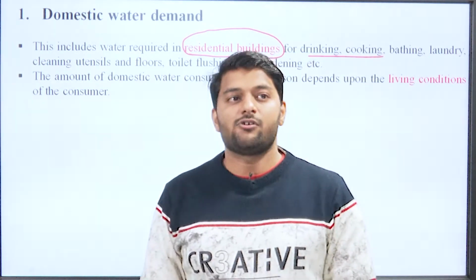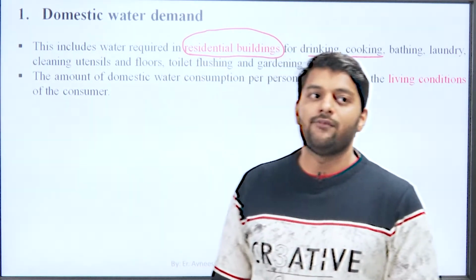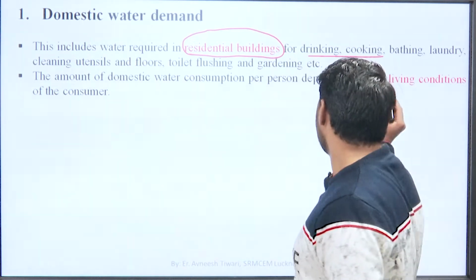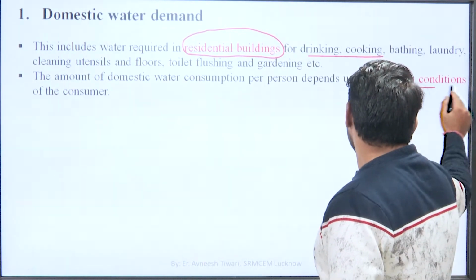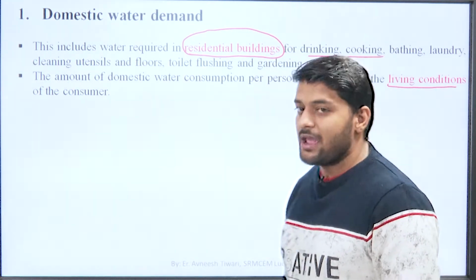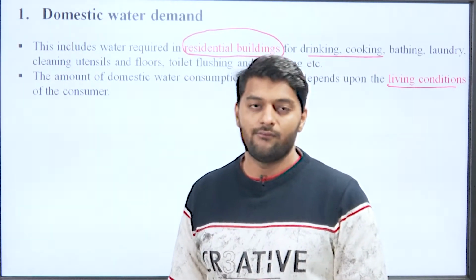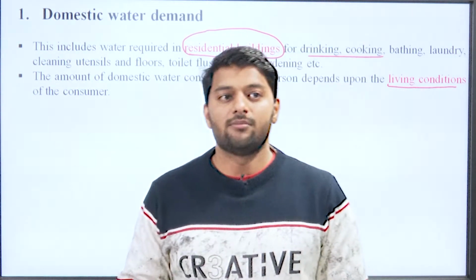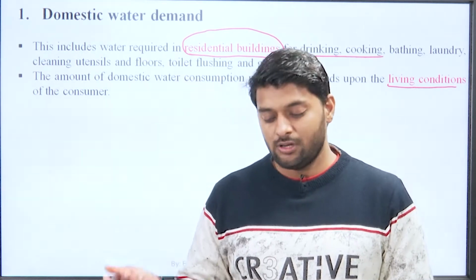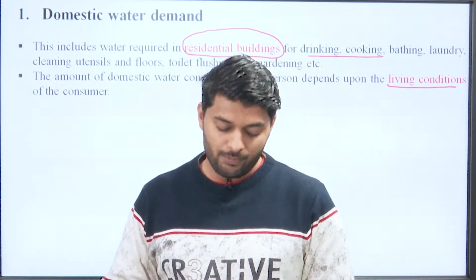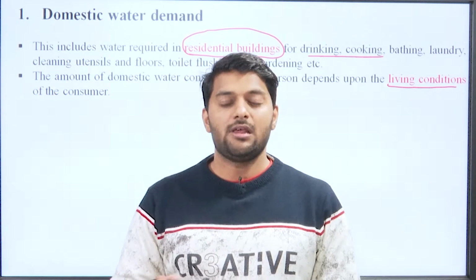And this type of water demand depends upon the living condition of a consumer. What will happen? Depending upon the living conditions, the amount of water required will vary, as high income group persons consume more water with respect to low income group persons. This can also be seen in the next slide.